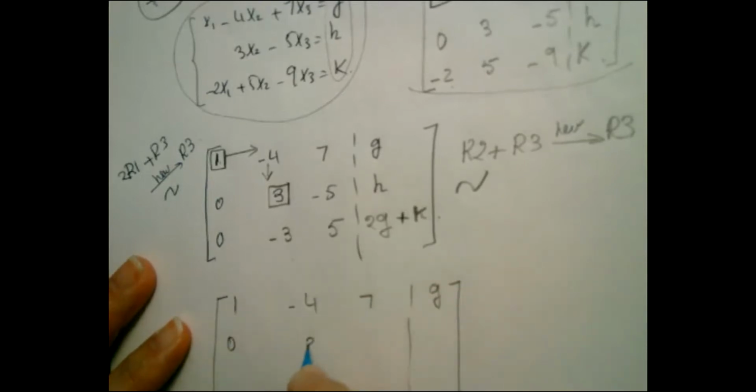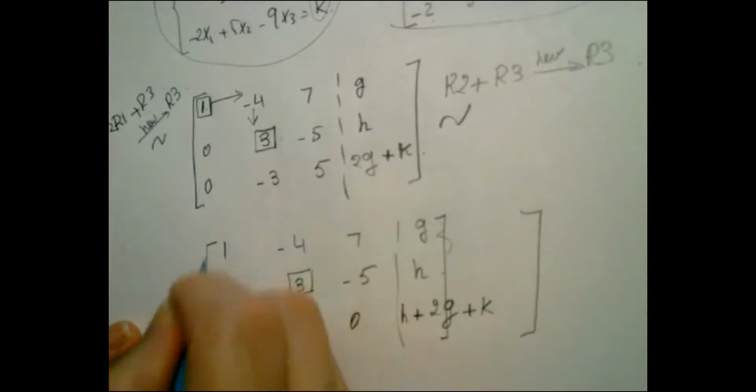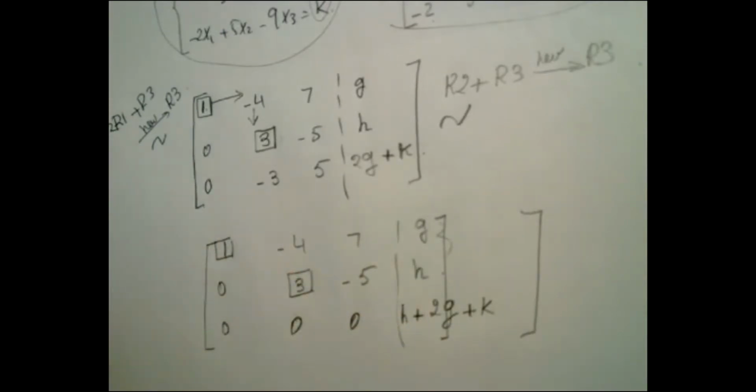So this ends up being: 1, -4, 7, G; 0, 3, -5, H; 0, 3 minus 3 is 0, minus 5 plus 5 is 0, and then I am just adding. So this term right here is going to become H plus 2G plus K. So I have to do that. That's a leading entry, and I really stop when I hit my echelon form.